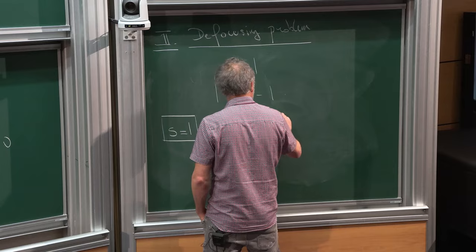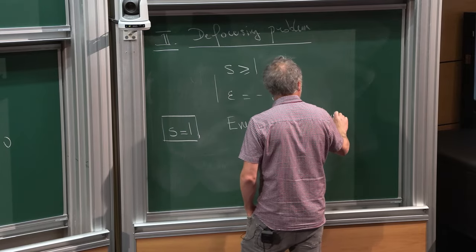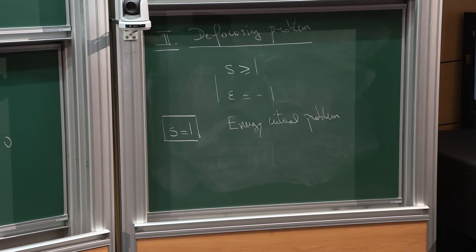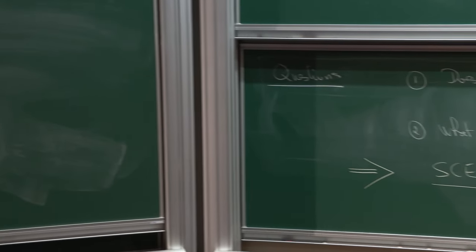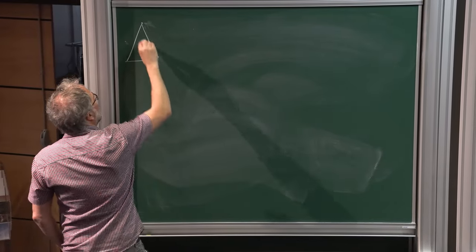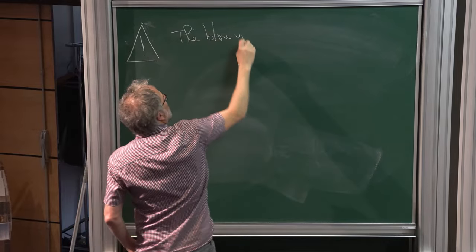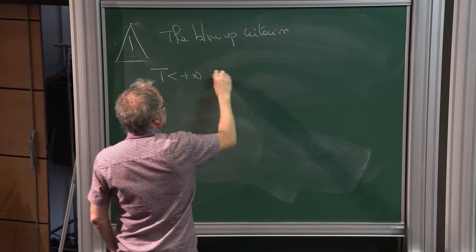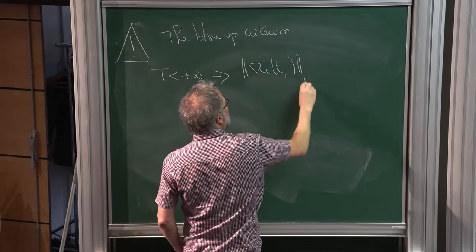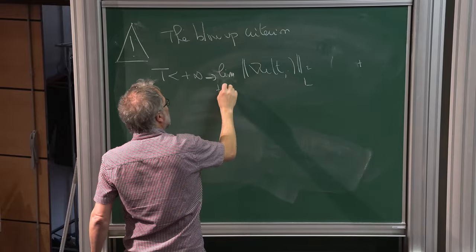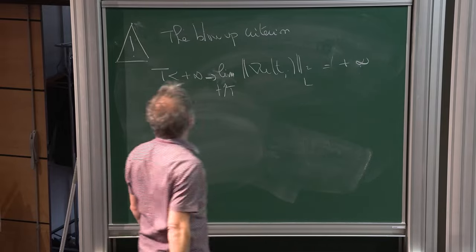Energy critical problem. In this case, it's critical because, you need to understand what the enemy is. What happens there is that in the energy critical case you have to be careful. So the blow-up criterion, which was the subcritical blow-up criterion saying that T finite implies that the L2 norm of the gradient blows up, that the limit when t goes to T of the L2 norm of the gradient is plus infinity, this thing is now false.